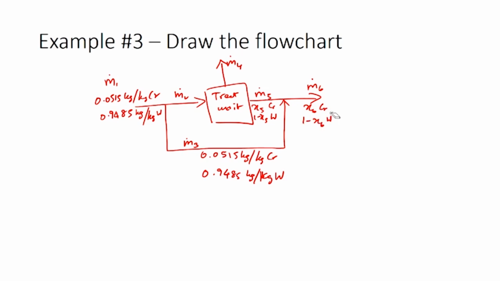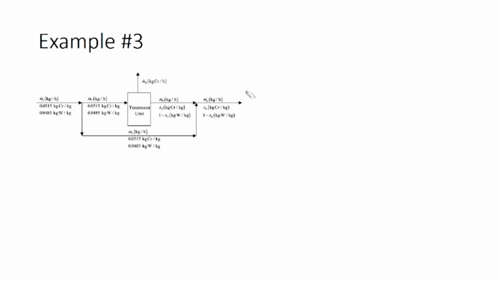The stream which is being recycled back contains only chromium, and we know that it is 95% of the chromium entering the treatment unit. So, here we have the flow chart, and now let us try to solve the material balances so that we can calculate the mass flow rates.